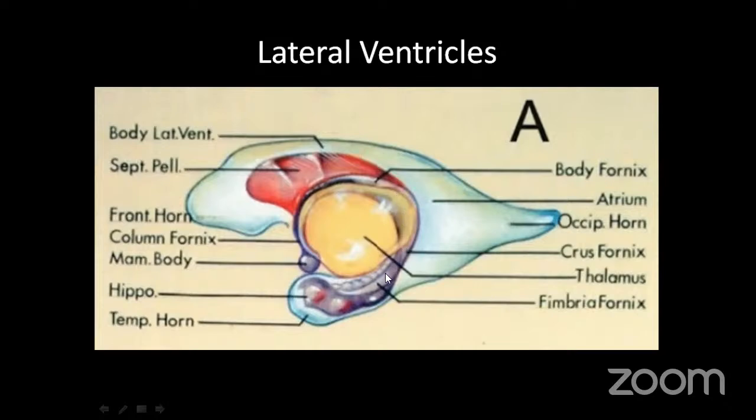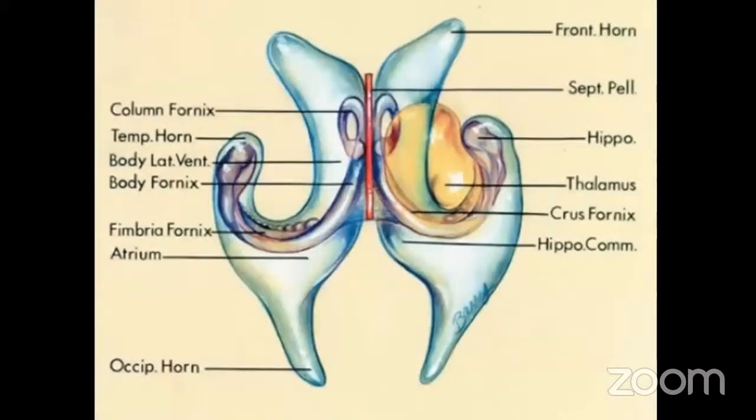And then once it's coming down into the temporal horn, we know that the hippocampus lies within the floor of the temporal horn of the lateral ventricle, and fimbria form a part of the medial wall of the temporal horn of the lateral ventricle. So moving on to the next picture, this is a view from above.